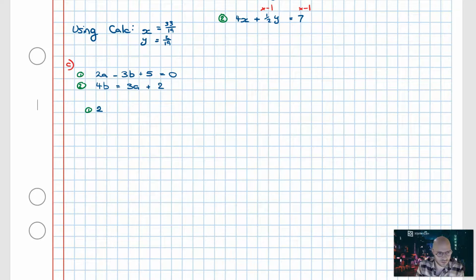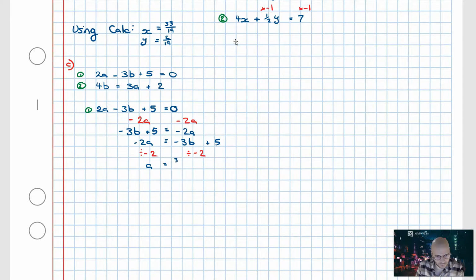So equation 1 is 2a minus 3b plus 5 equals 0. Then to do this, we need to move the a to the left-hand side. So I'll take 2a from both sides. I'll swing the equation all the way about. And then I'm going to divide both sides by negative 2. This will yield a is equal to 3 over 2 b minus 5 over 2. So that's equation 1.